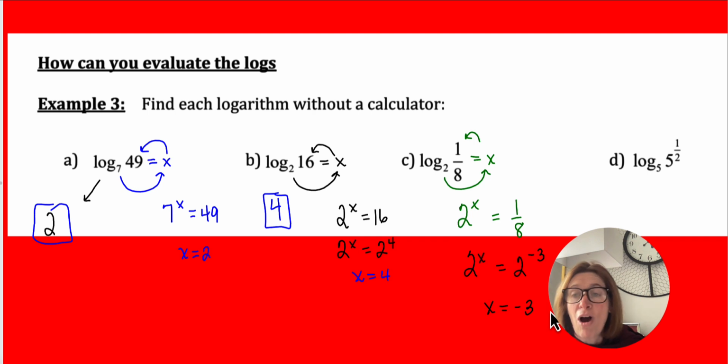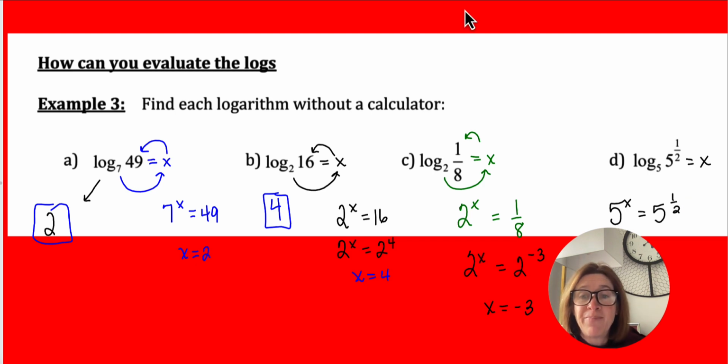All right, log base 5 of 5 to the 1/2. So this one's a little bit trickier, so I'm going to do the algebraic approach. 5 to the x equals 5 to the 1/2. Okay, so this to this equals that whole expression. So we can see that x equals 1/2.